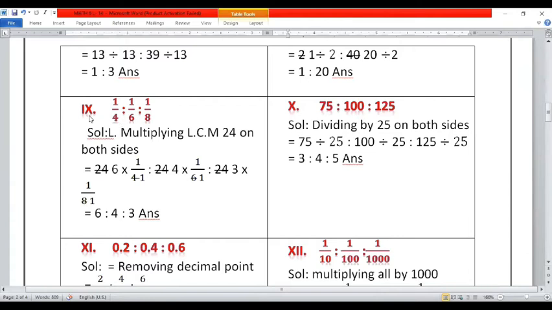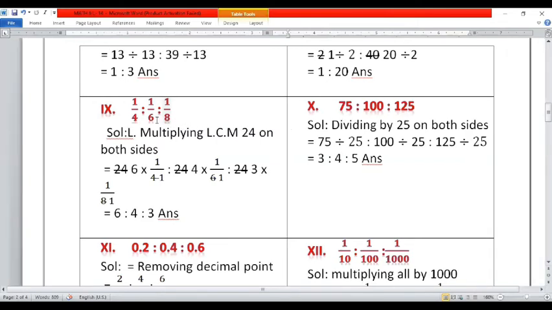1 over 4, ratio 1 over 6, ratio 1 over 8. Now the LCM of 4, 6, 8. If you find the LCM, that is 24. Now 24 can be divided by 4 6 times. 24 can be divided by the second value 6 4 times. 24 can be divided by 8 3 times.